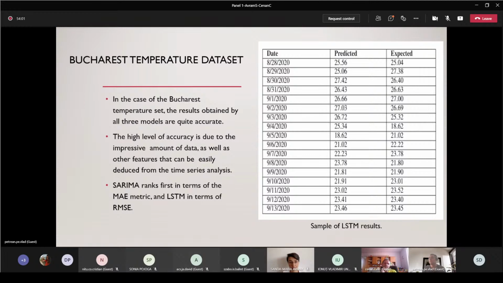Going next to the Bucharest temperature data set. In this case, all of the models obtained good results. This was due to the data quality, and from all of them, LSTM ranks first in terms of root mean square error, and Arima ranks first in terms of mean absolute error.